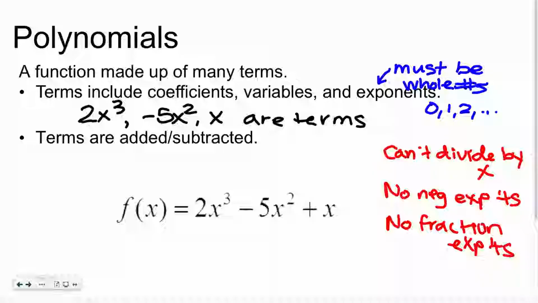Oh, EXP apostrophe T. I don't know if I've written that yet in this class. That's because I'm lazy and I don't want to write the word exponent. But if you want to write the word exponent, or you won't be able to read that later, then you should write out the whole word.